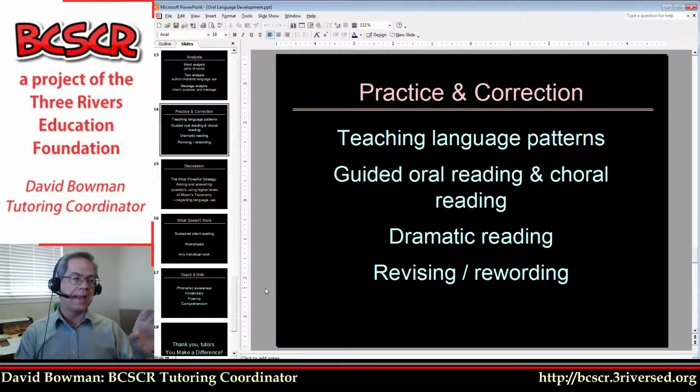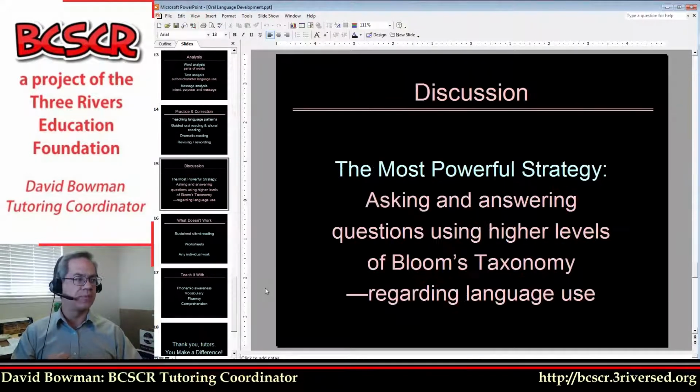And along with that, any type of guided oral reading activity is very effective for providing students the opportunity to practice and then to correct their language use and have a chance to practice it again. Because we always want to give students the chance to practice using language correctly so that they begin to develop those language patterns that they need. Choral reading is also very effective for this, as is any type of dramatic reading, and certainly any type of revising or rewording. Okay, the author said it this way, what's another way to say that? The character said these things, what's another way to say that? Okay, so all of that gives us that practice and correction.